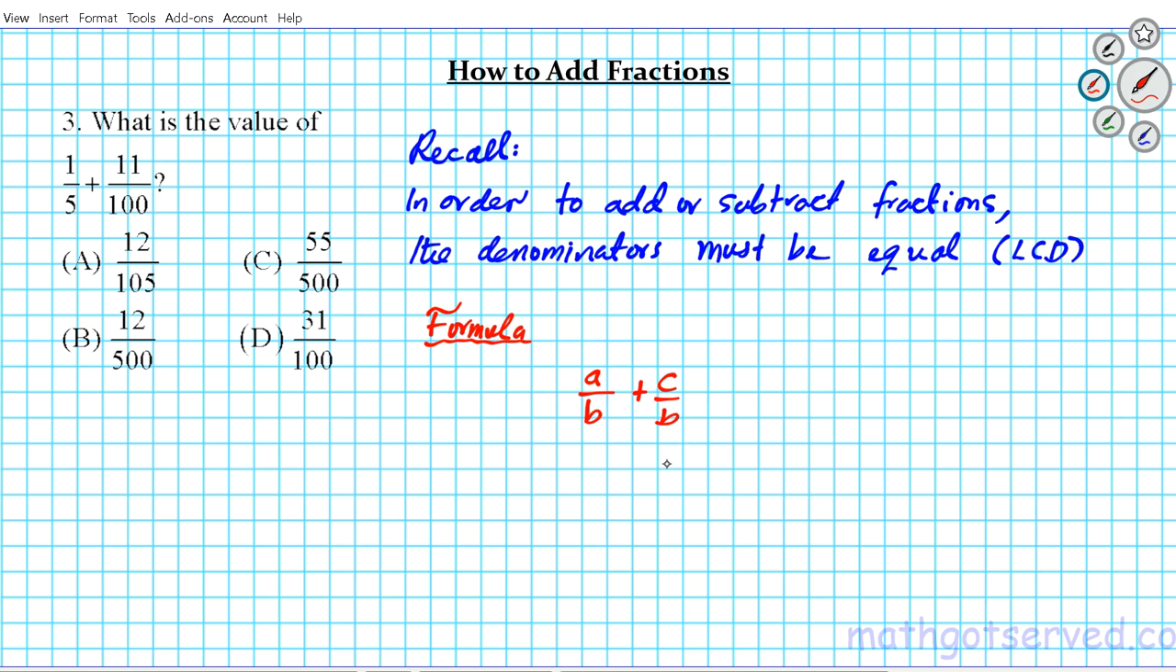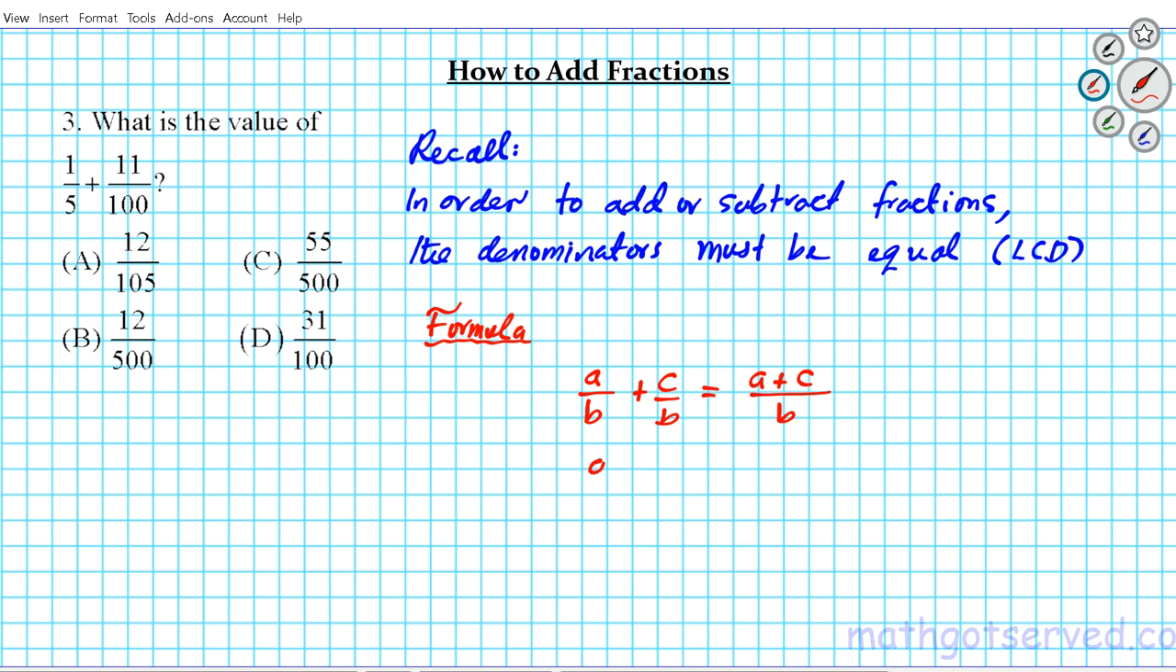Now, if you notice in this particular case, the denominators are the same, okay? So how do you resolve a scenario like this? You add the numerators and keep the denominators. Do not add the denominators.